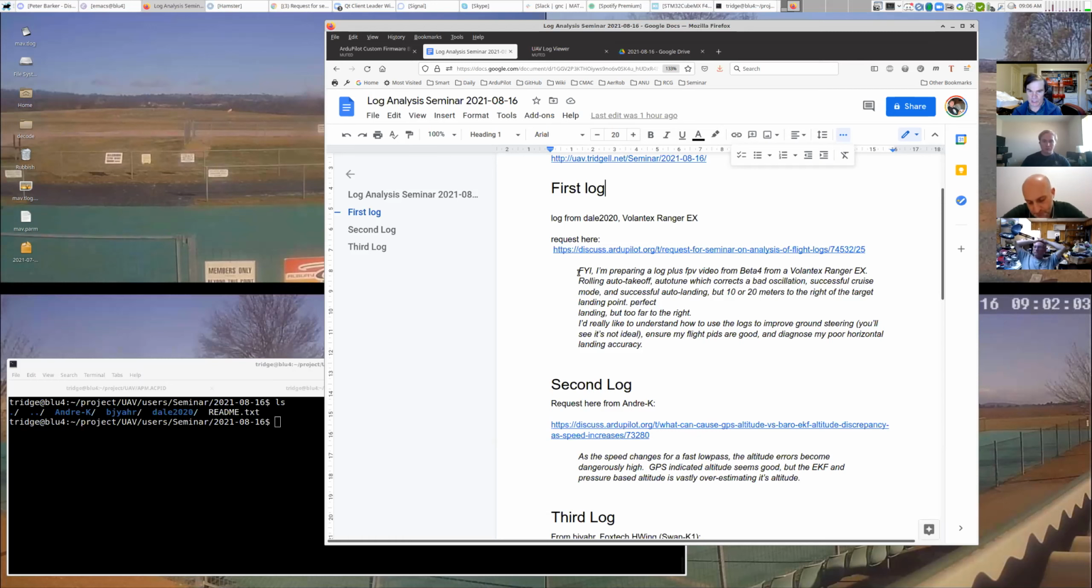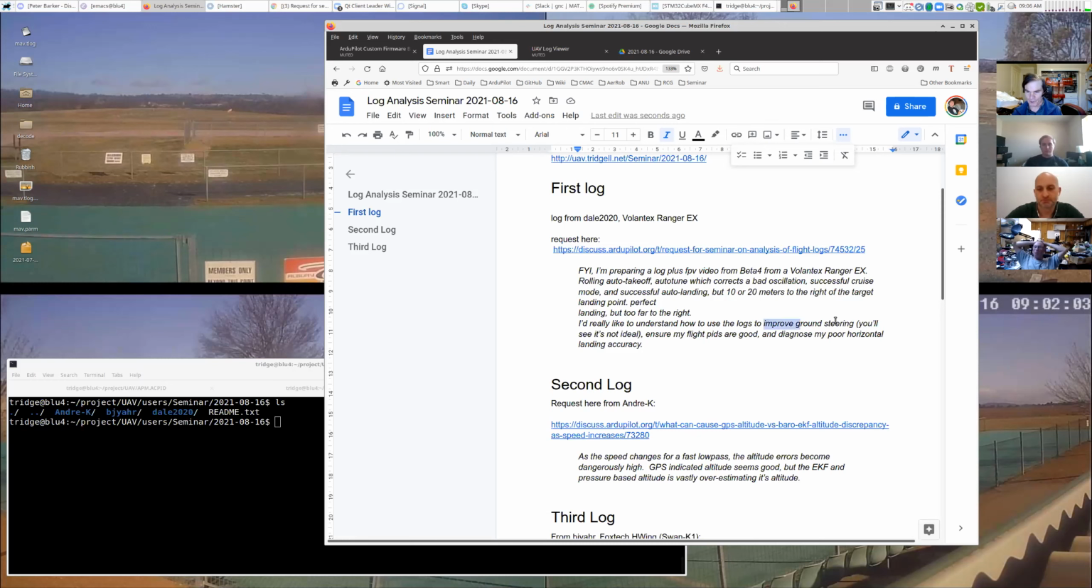And this was his comment. So I'm preparing a log plus FPV video from beta 4, that's plane 4.1.0 beta 4, from the Valentix Ranger EX. Rolling auto takeoff, auto tune, which corrects a bad oscillation, successful cruise mode, successful auto landing, but 10 to 20 meters to the right of the target landing point. Landing too far to the right.